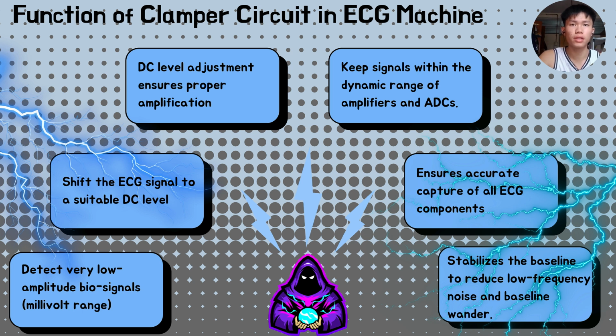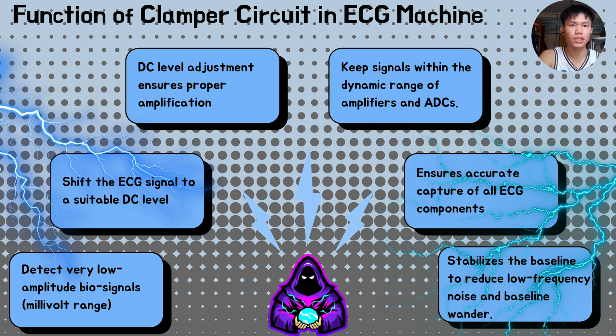So we know that the ECG machine can detect very low amplitude biosignals, typically in the milliwatt range, and it requires precise conditioning to ensure accurate analysis. Thus, in this case, the clamper circuit plays a very important role by shifting the ECG signal to a suitable DC level without distorting its waveform, and it allows for effective amplification without clipping. This DC level adjustment is crucial for the ECG to keep the signal within the dynamic range of amplifiers and analog to digital converters (ADCs) to enable the accurate capture of all ECG components such as the P wave, QRS complex, and the T wave.